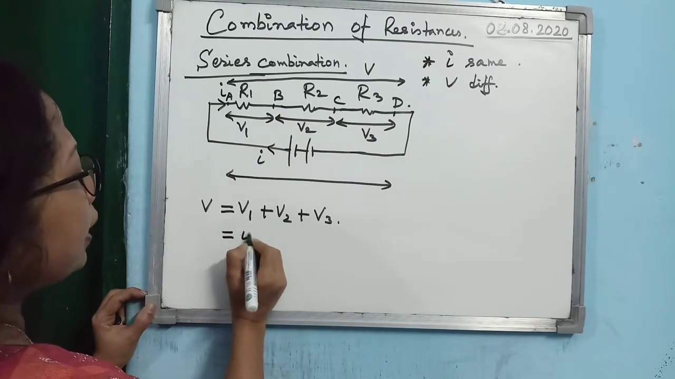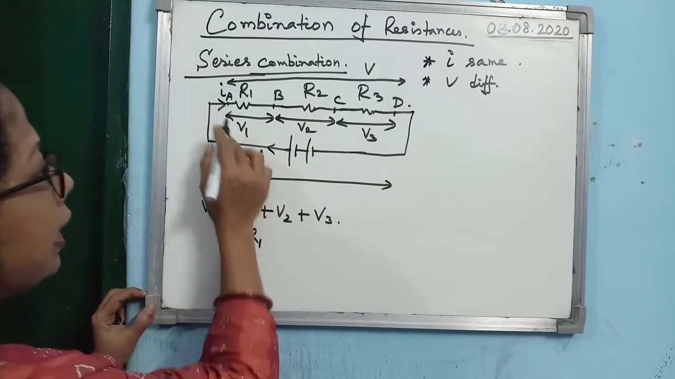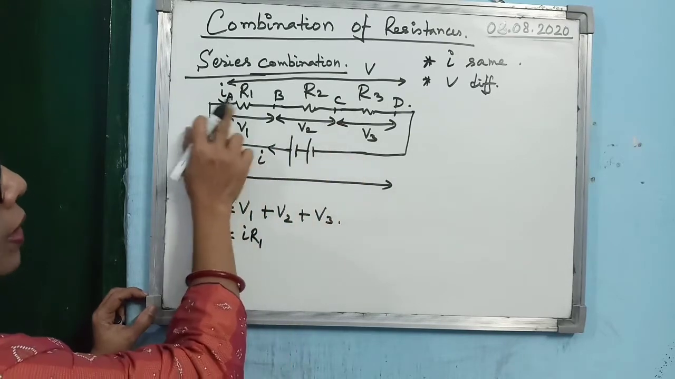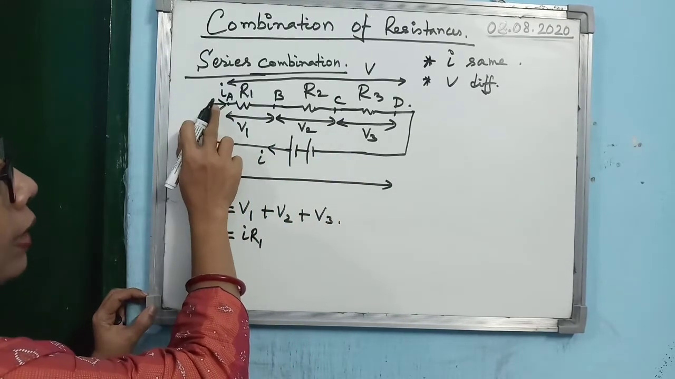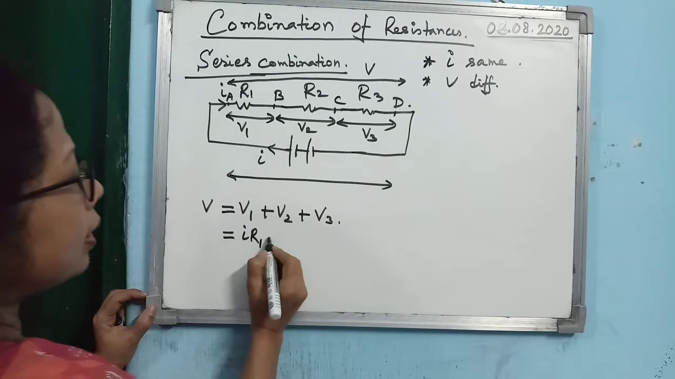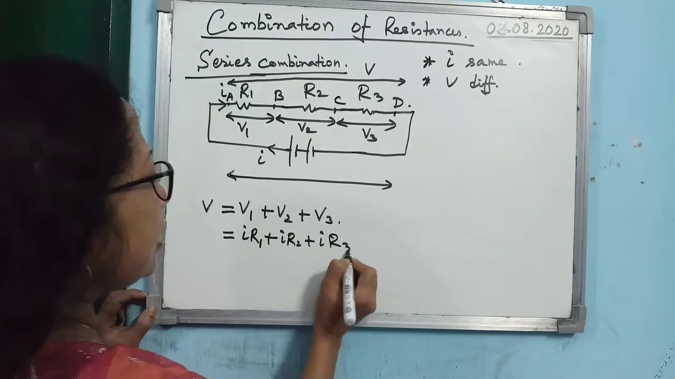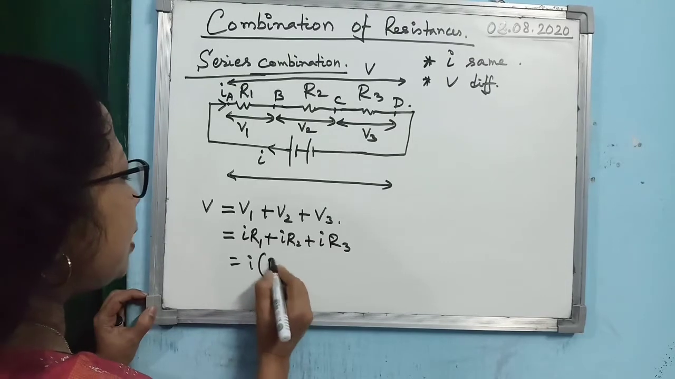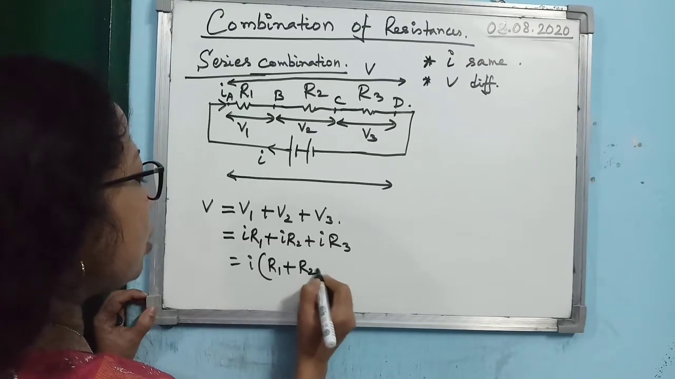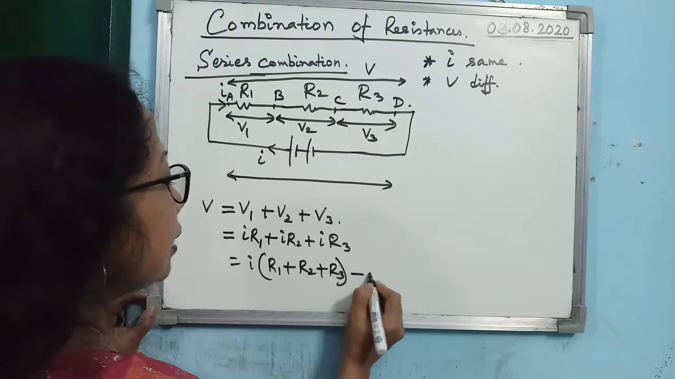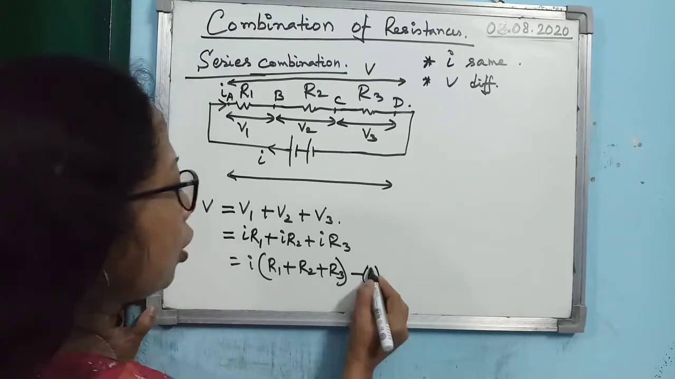Now, V1 according to Ohm's law, you can write I into R1. Look at the diagram. What is the current passing through R1? I. So it is I into R1. Then for V2, it is I into R2. Then for V3, I into R3. So you can take I common. It becomes I into R1 plus R2 plus R3. This is equation 1 we have got.